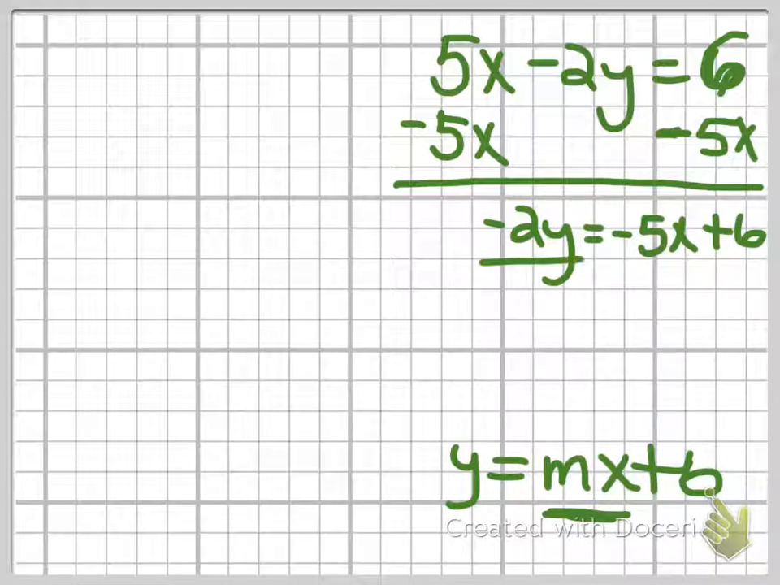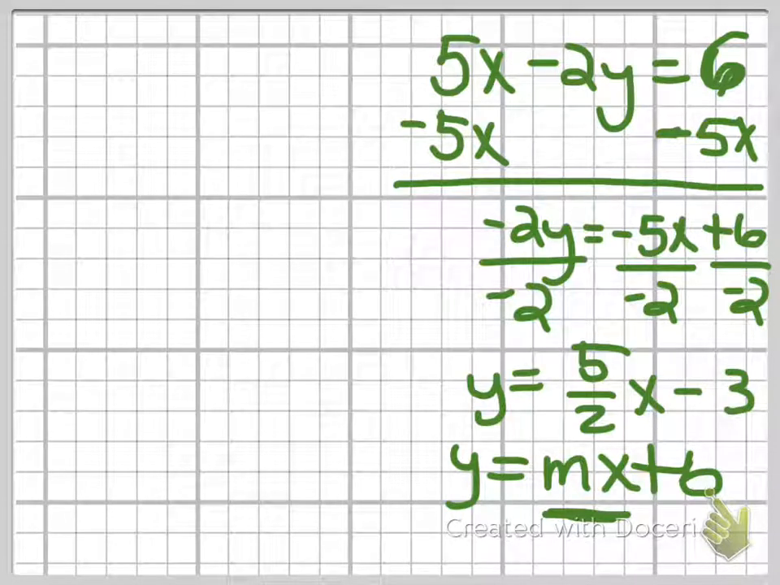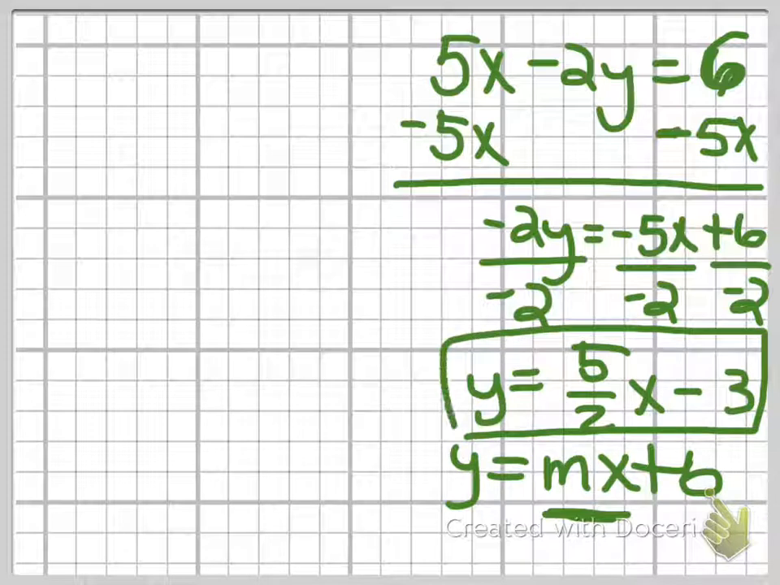All right. So we're going to divide by negative 2, negative 2, and negative 2. So y is going to equal positive 5 over 2 x. The reason it's positive is because we have two negatives. Then we have a positive divided by a negative, which is a negative 3. This is the equation, but we're not done because they ask us to graph it now.